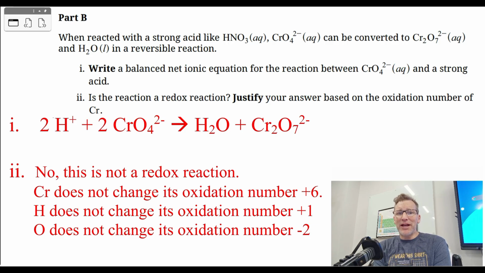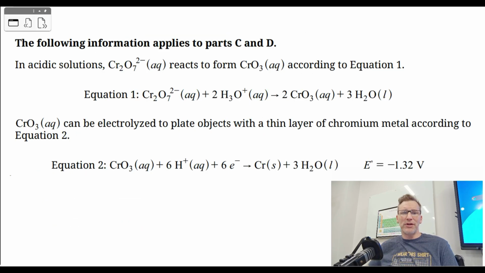They ask, is the reaction a redox reaction? And right away you go, a lot of students think chromate and it's going to be changing charges. Well, you got to investigate the charges there. If you took a look at the oxidation number of chromium, it doesn't change. It's +6 at the beginning and at the end. The hydrogen doesn't change. It's +1 at the beginning and at the end. The oxygen doesn't change. It's -2 at the beginning and at the end. So it is not transferring electrons. It is not a redox reaction.